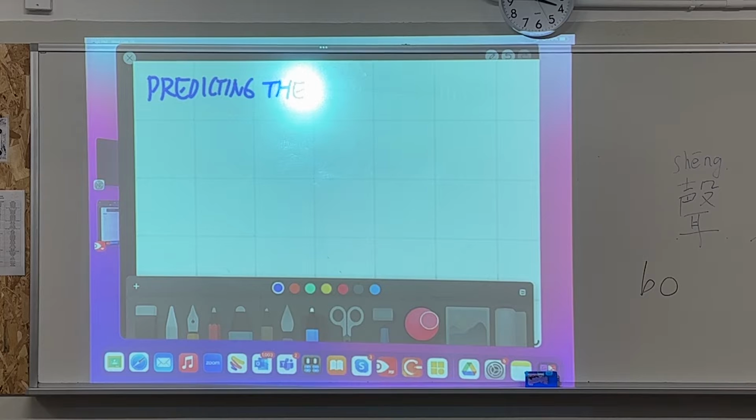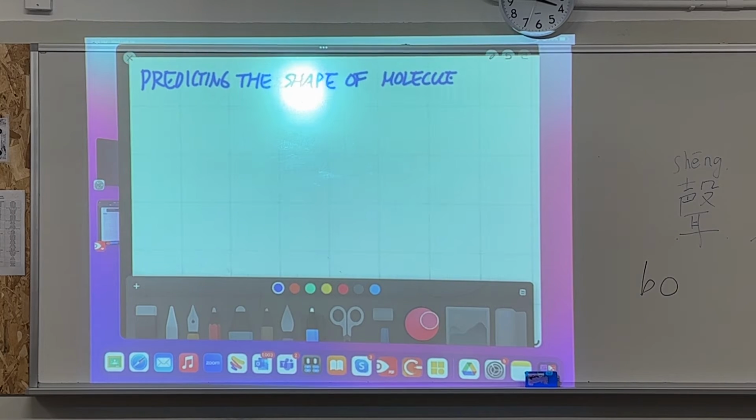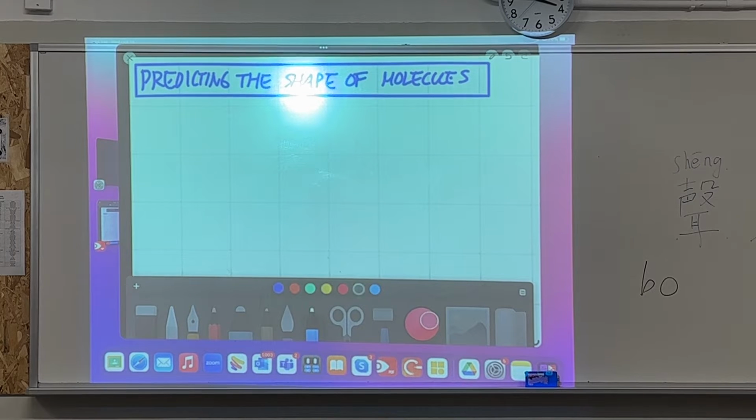So predicting the shape of molecules. First of all, when you look at the molecule CO2, what does it look like to you? It's like a rod, right? It's like a stick, like the alphabet I. So we say CO2 is a linear molecule because it is straight.